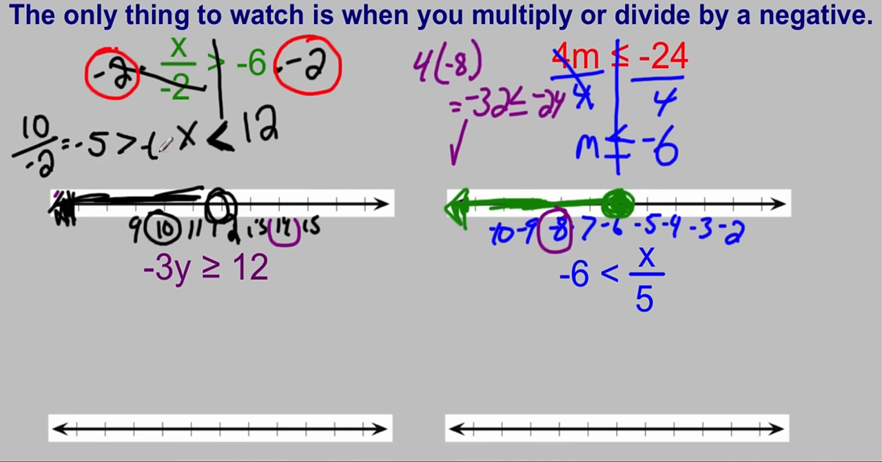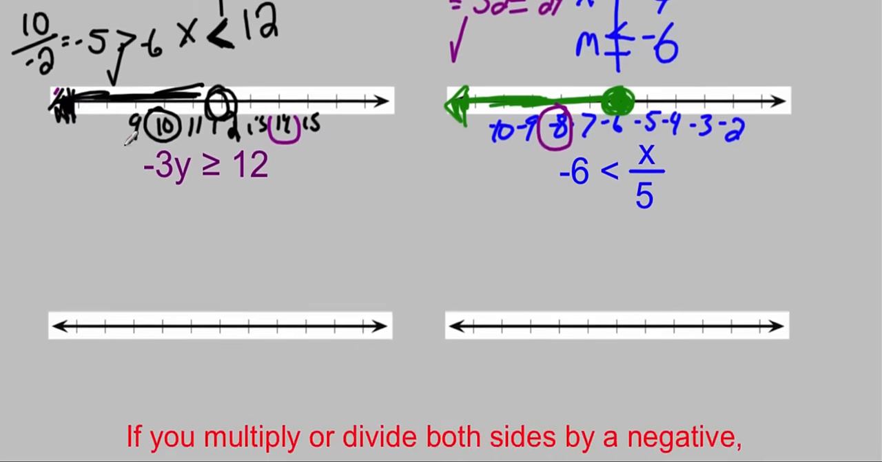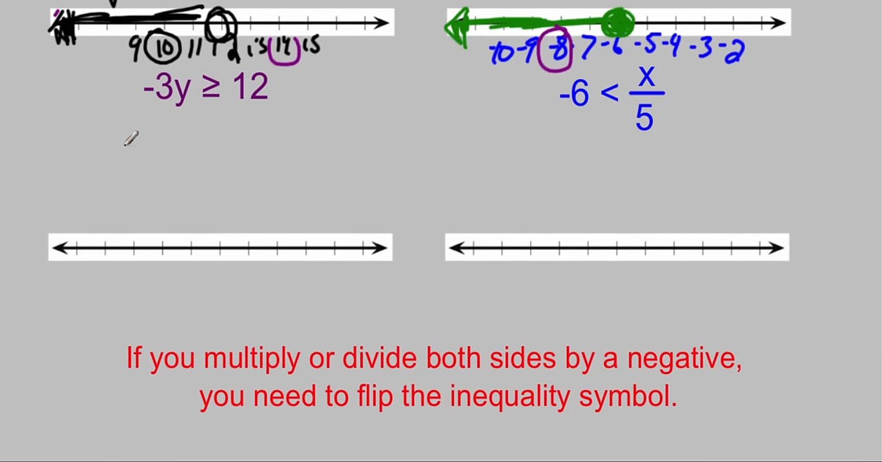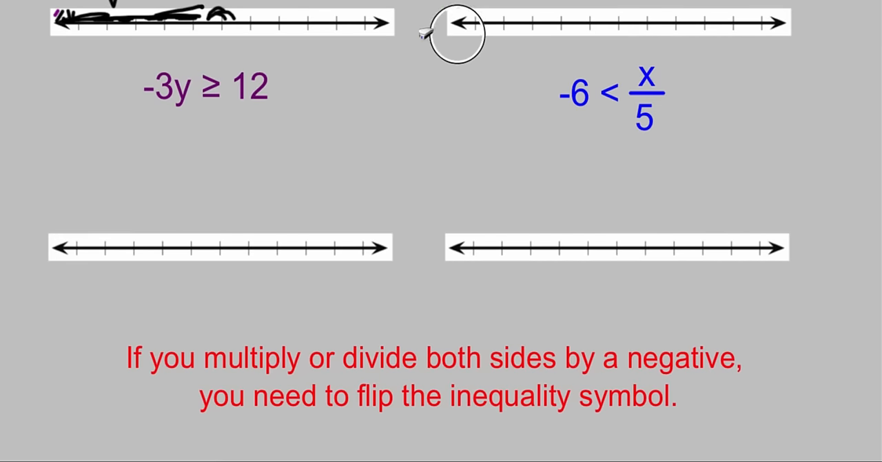And negative 5 is greater than negative 6 because it is closer to 0 on the number line. So if you could do us a favor, we have some notes before the next two problems. You see them on the bottom of the screen in red. So if you could write that down first before your next two problems, that would be great. If you multiply or divide both sides by a negative, you need to flip the inequality symbol, and we just explained why we are doing that.